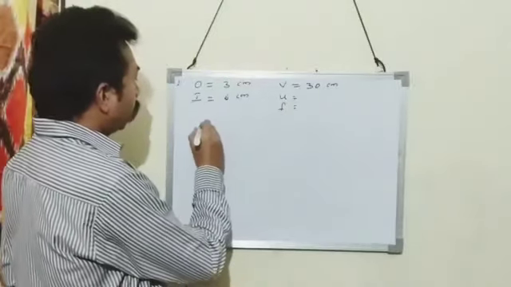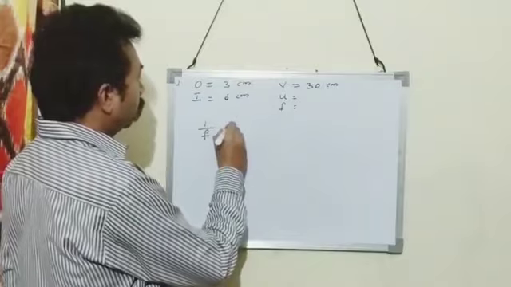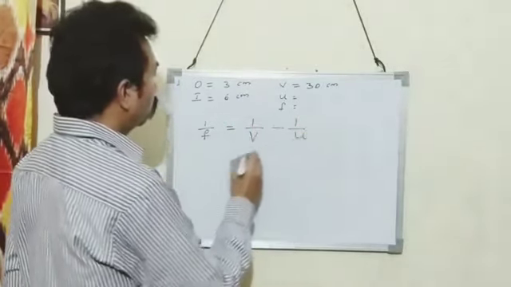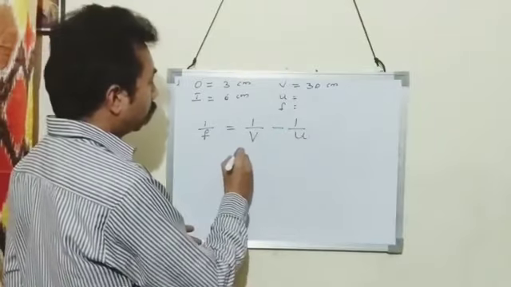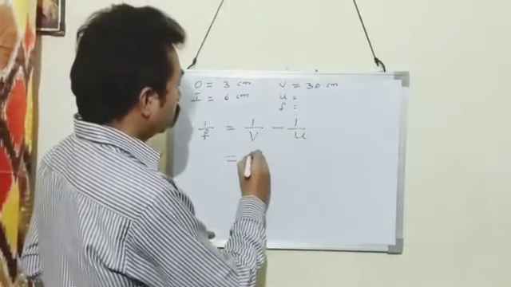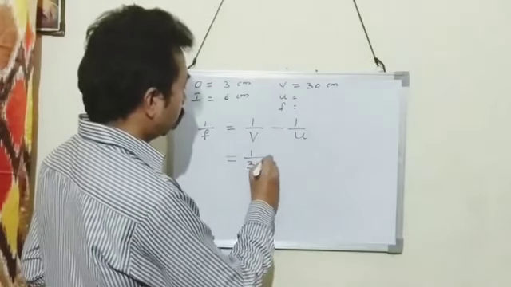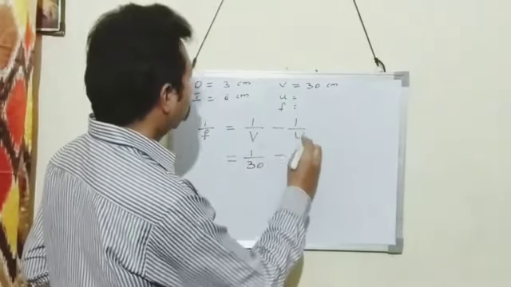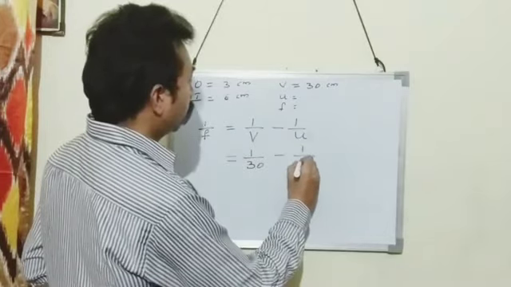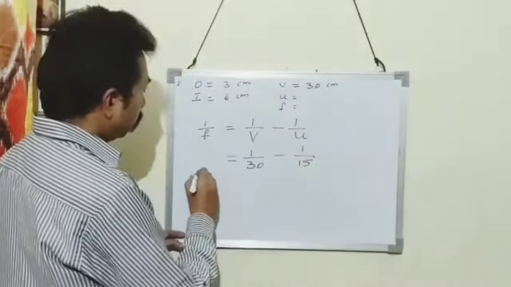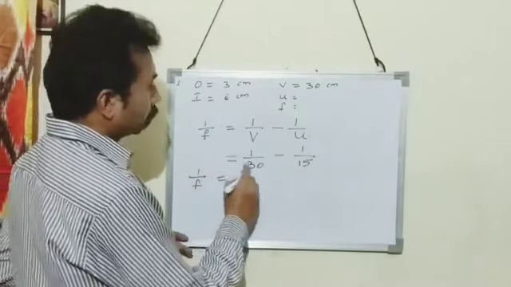So writing the formula 1 upon F is equal to 1 by V minus 1 by U. Focal length we have to find out. Substituting the values, 1 by V, V is equal to 30, minus 1 by U. U we found, that is 15 centimeter. Now we apply the sign convention.